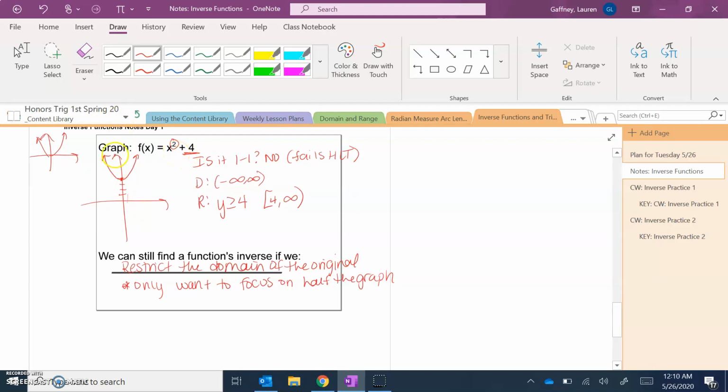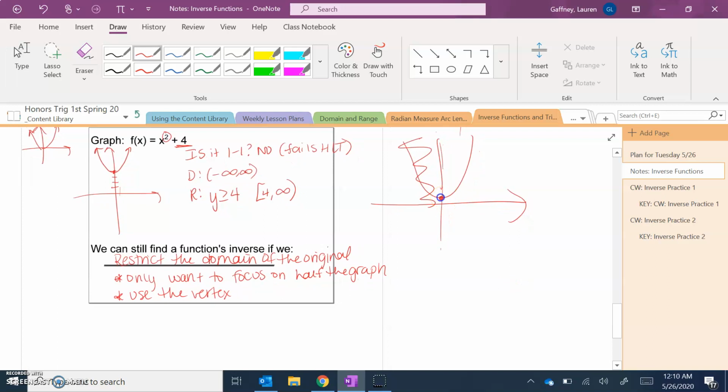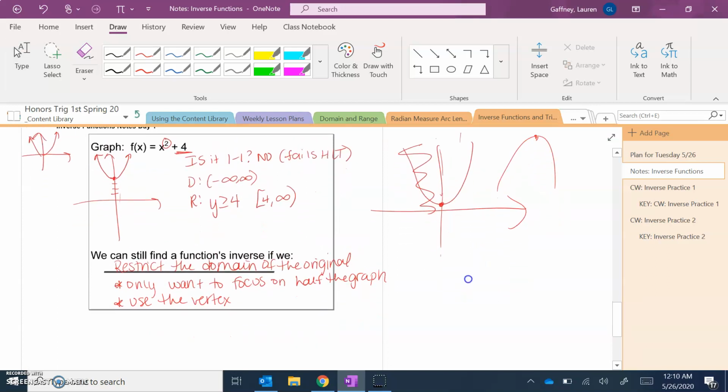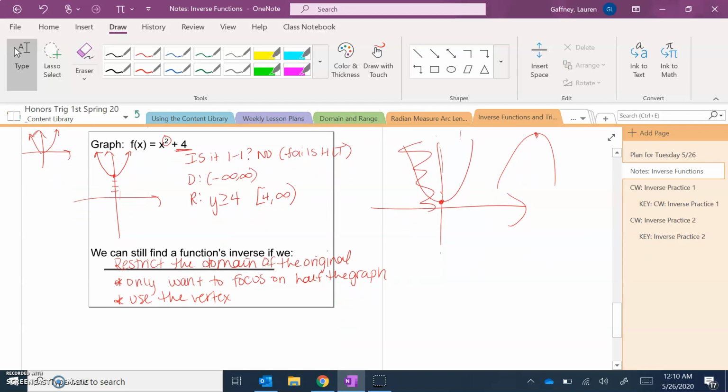So if you think about it, side note here, if I have this graph and this part weren't here, it would pass the vertical and the horizontal line test. So we only want to focus on half the graph, and we're going to use the vertex, because that's the key point here, the top or the bottom, whether it's opening up or down. That's the key point where we want to restrict it around. So we're going to use the vertex to restrict the graph.